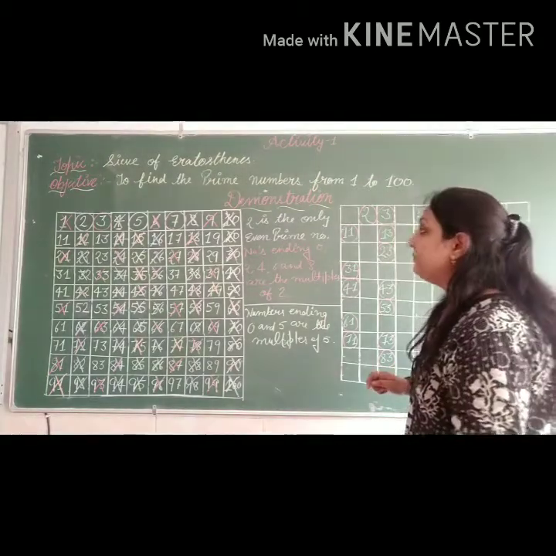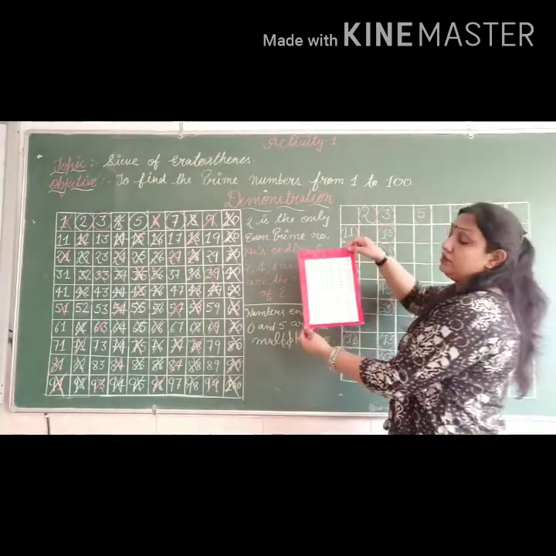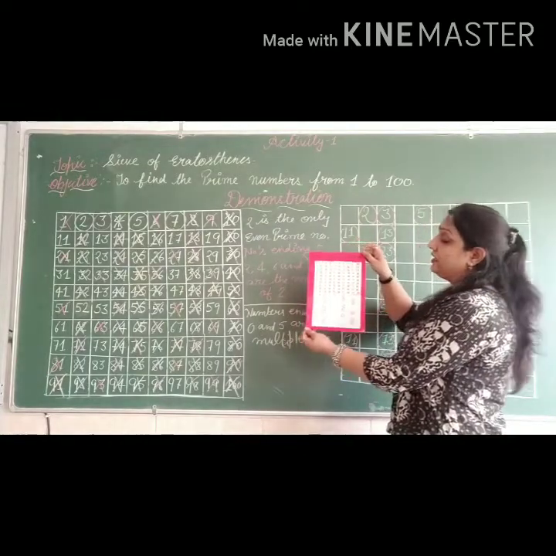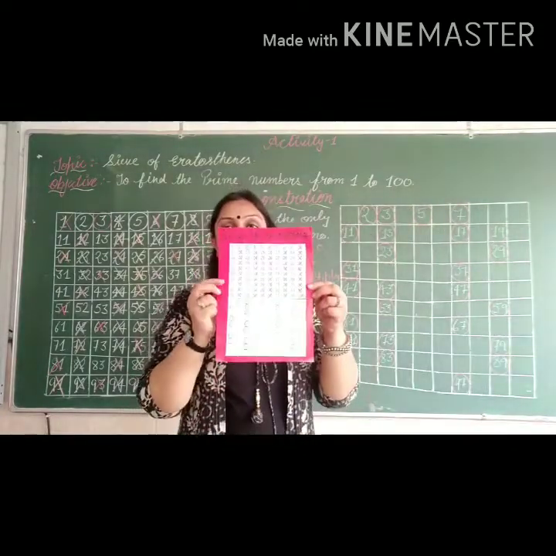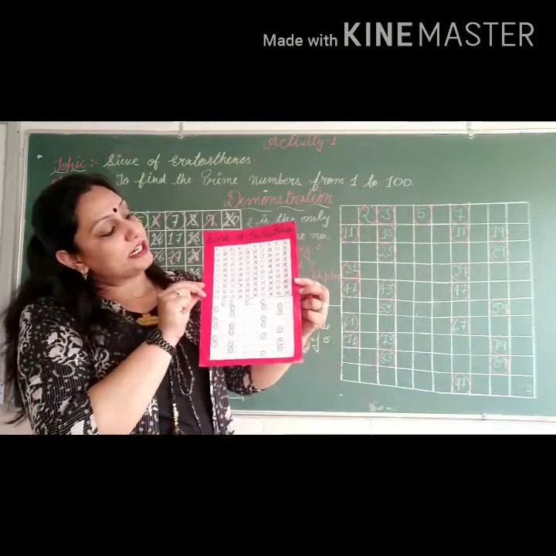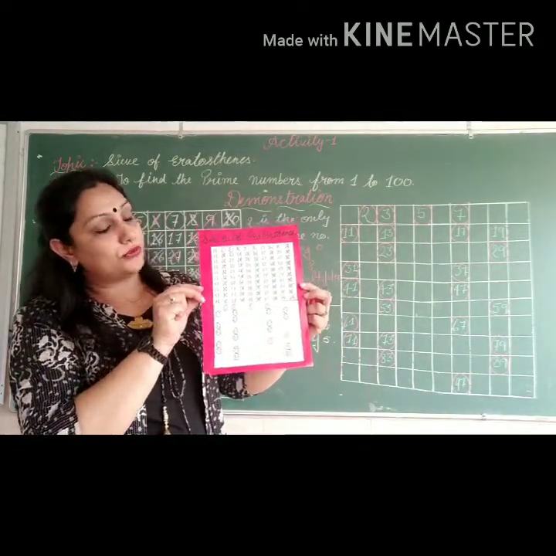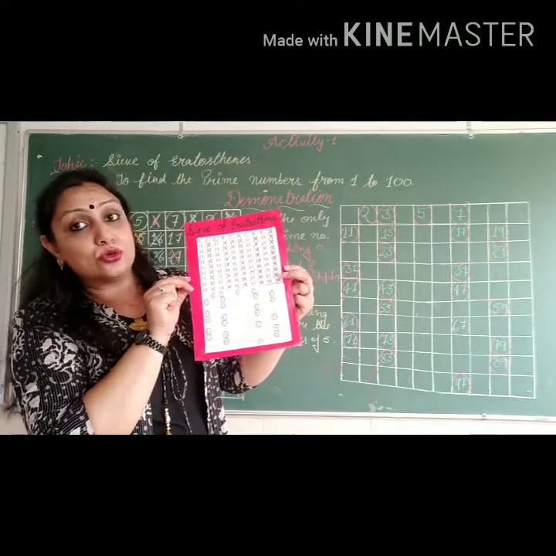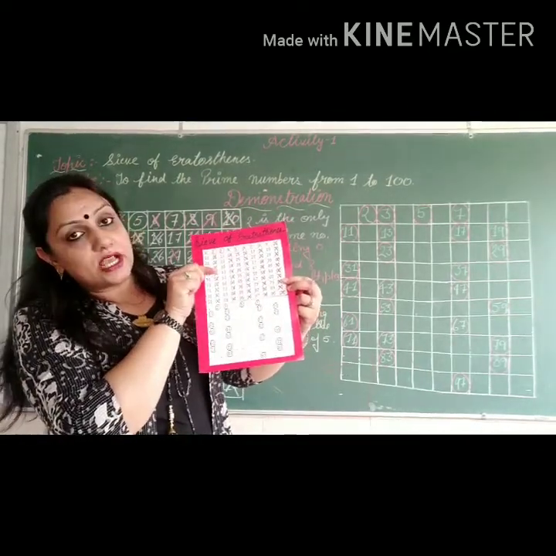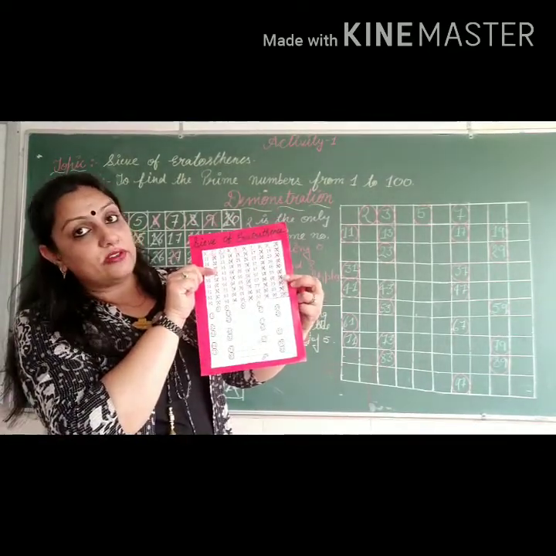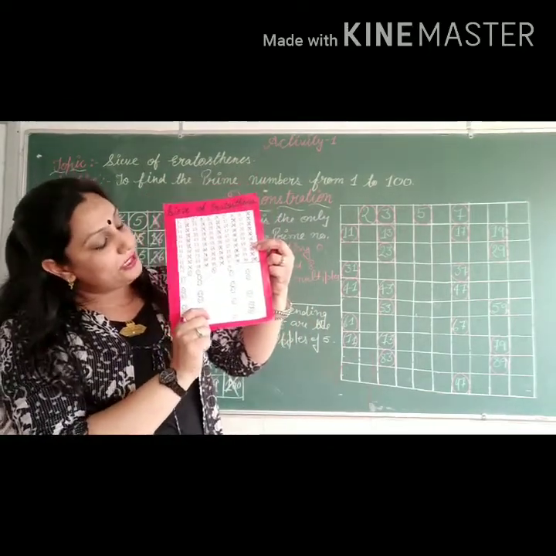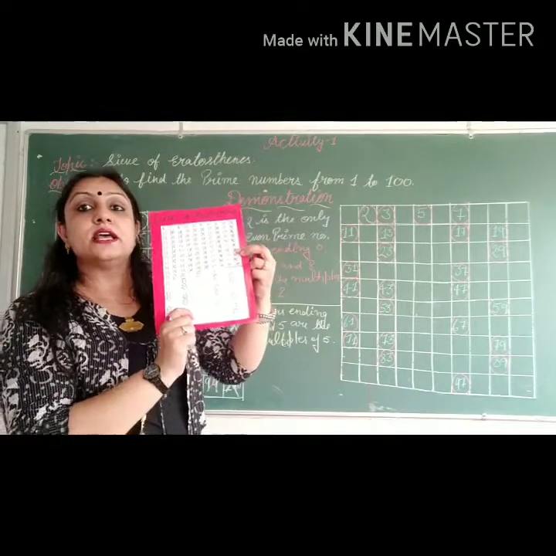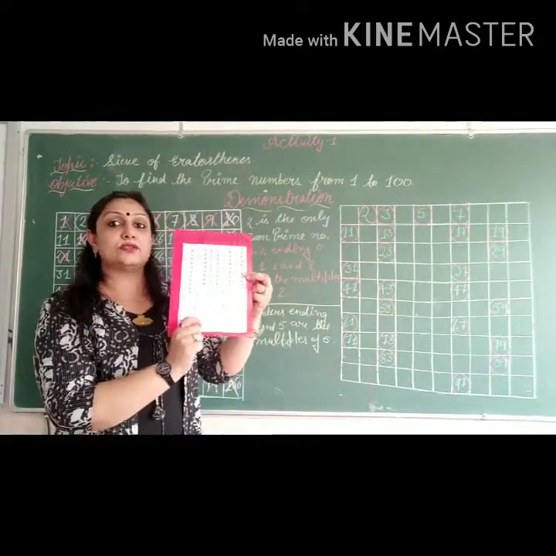Now you will do it like this on colorful chart paper, and you will be making it with colorful pens. You will be making two sieves. One is above, in which you will be crossing all the numbers, and the other one is the final grid where you will be writing the leftover prime numbers only.